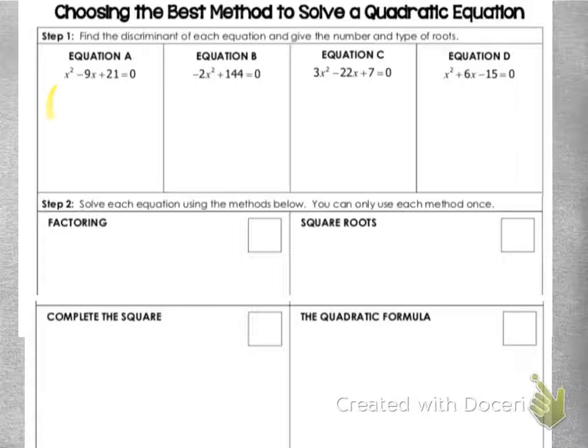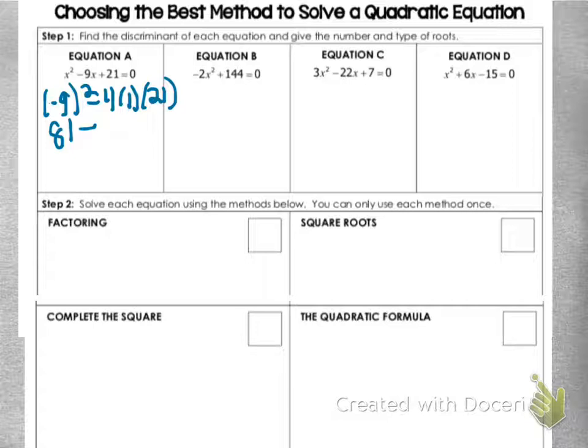So let's see, the discriminant, the b squared minus 4ac. That's negative 9 squared minus 4 times 1 times 21. So that's 81 minus 84, which is a negative number. That's negative 3.